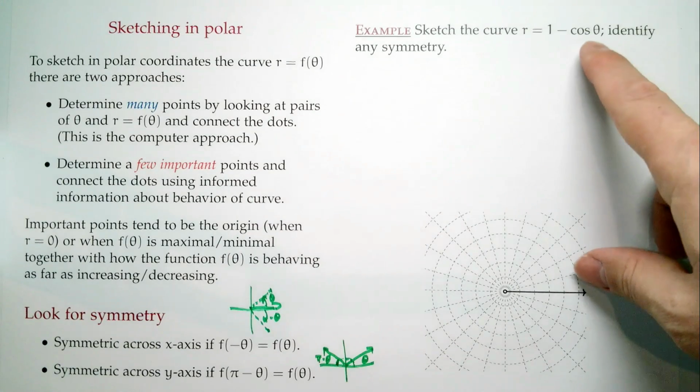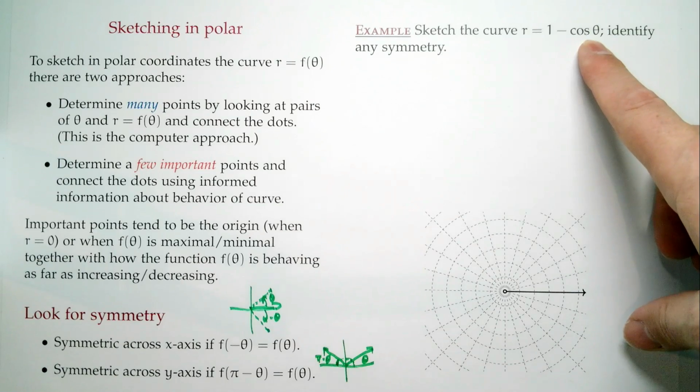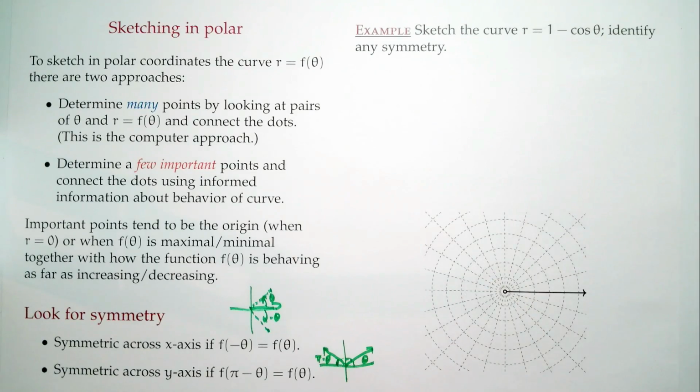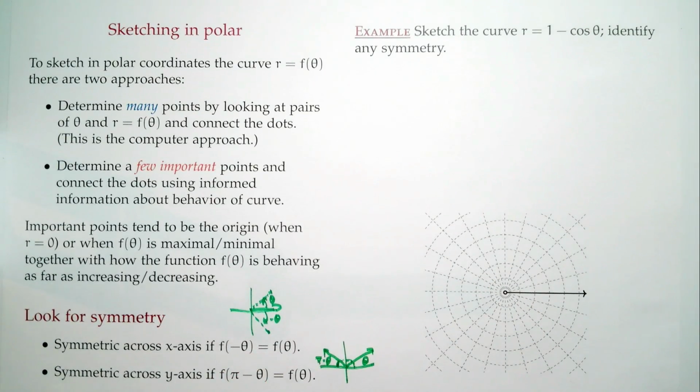Well, the only place where theta shows up is here. What do we know about the cosine function? It's sinusoidal, which means it looks like the sine function. Is it odd or even? It's an even function. And so that says if you plug in negative theta, it's the same thing as if you plug in positive theta. So it will be symmetric across the x-axis.